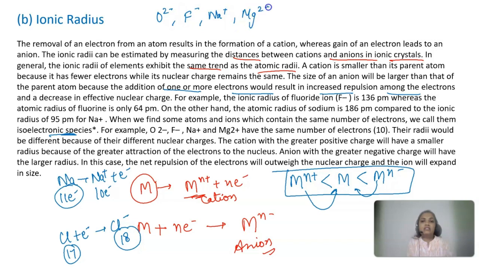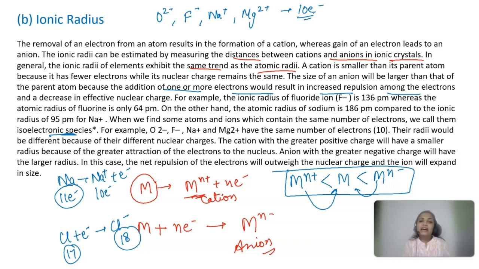Now if they are asking you, all of them have 10 electrons. But if they are asking you to arrange them in the order of ionic radii, then what would be the case? Radii would be different. Why? Because all of them have different nuclear charges. Although the electrons are the same, 10, all of them have different numbers of protons, so different nuclear charges.